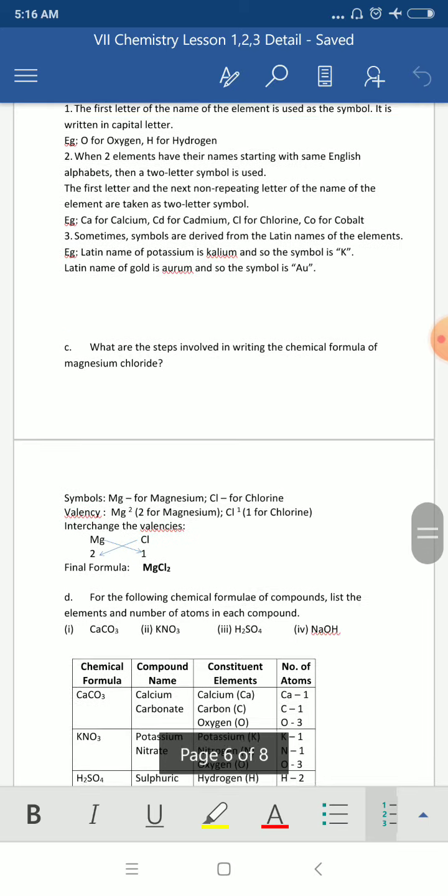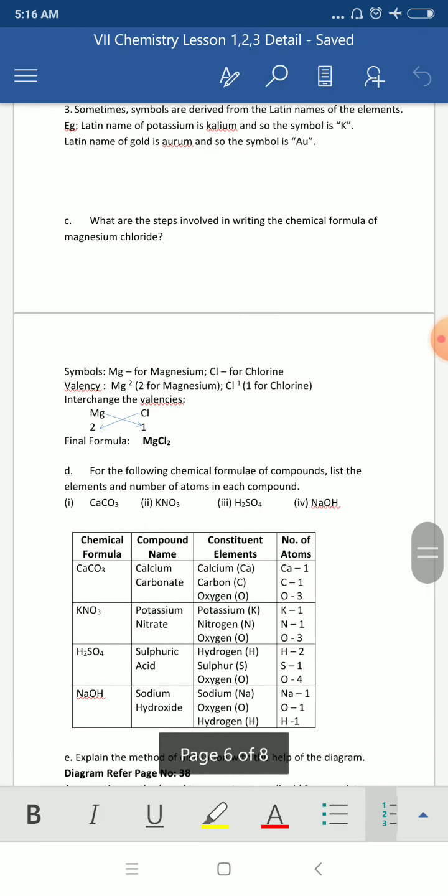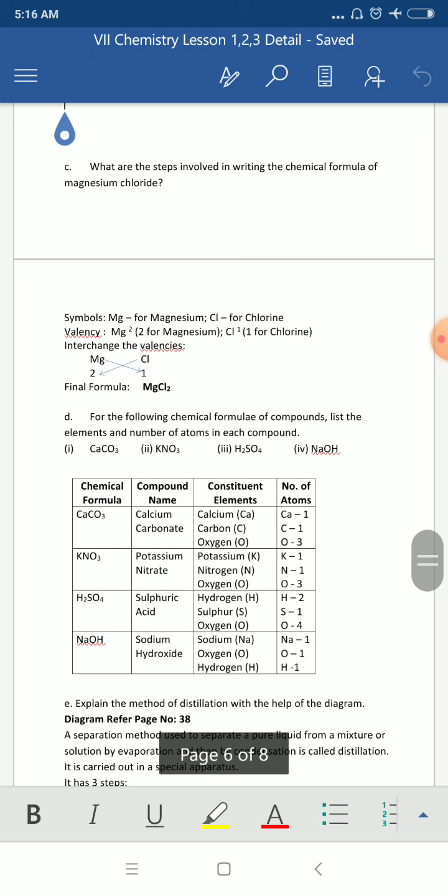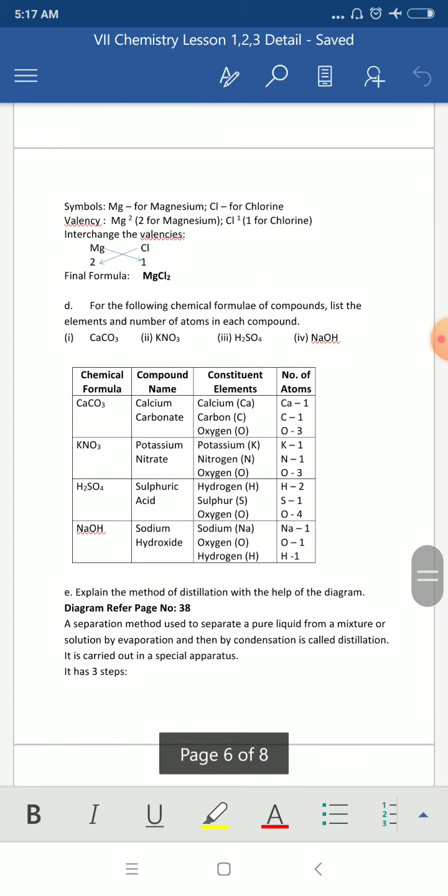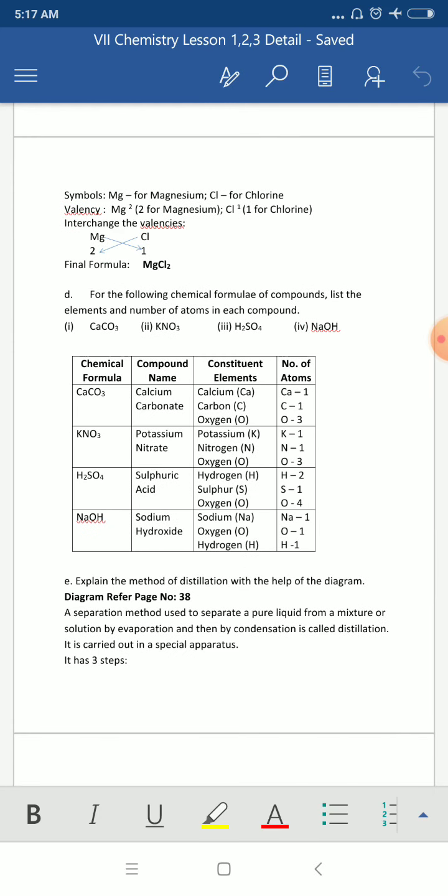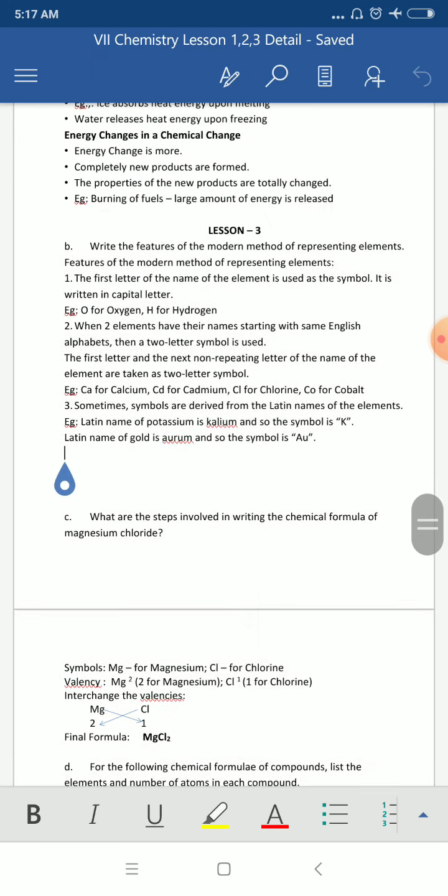Now we are going to see the third question. What are the steps involved in writing the chemical formula for magnesium chloride? First, we have to write the symbols. For magnesium, it is Mg. For chlorine, it is Cl. Then we go for the valencies. For magnesium, it is 2 and 1 for chlorine. We have to write it on the top. Then we are going to interchange the valencies by writing it like this. Then the final formula, we can write it as MgCl2.